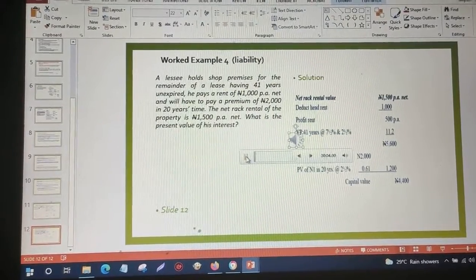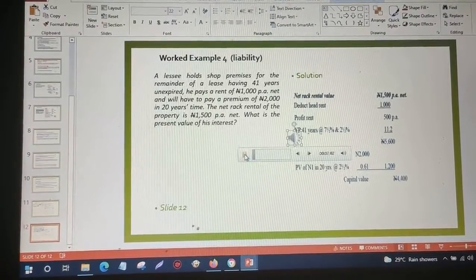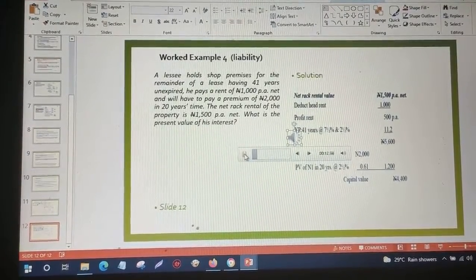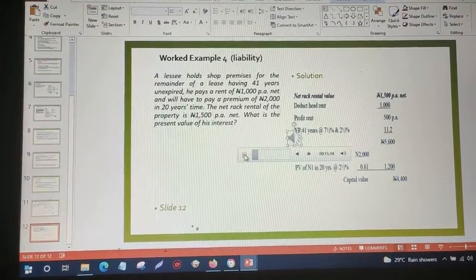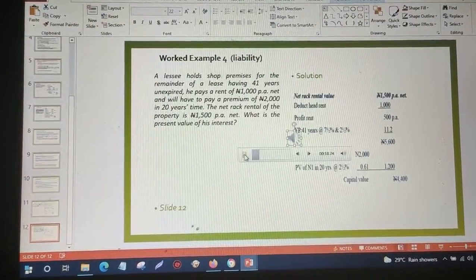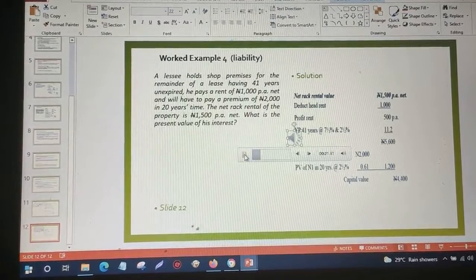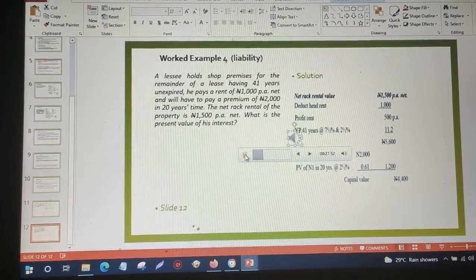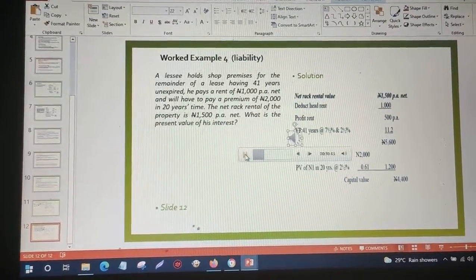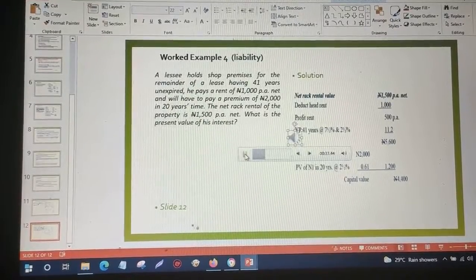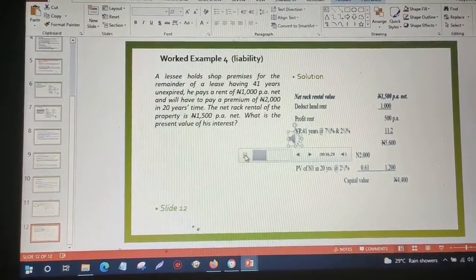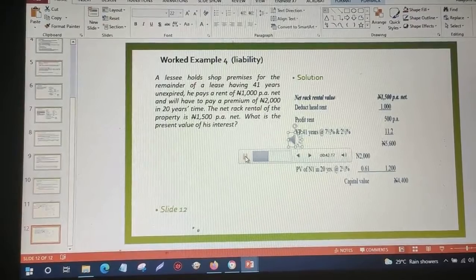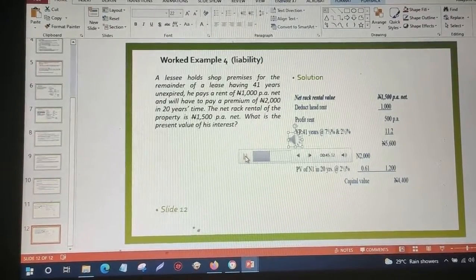Worked example 4 relates to an example on the deferment of liability. So you can look at the solution. Just value normally net contract rental value less 1,000 will give us the profit rent. Capitalize the profit rent for 41 years, which is the unexpired term. But because it's a leaseholder, we must use the dual rate YP. It's a normal valuation, 7.5 stroke 2.5 or 3, as the case may be.